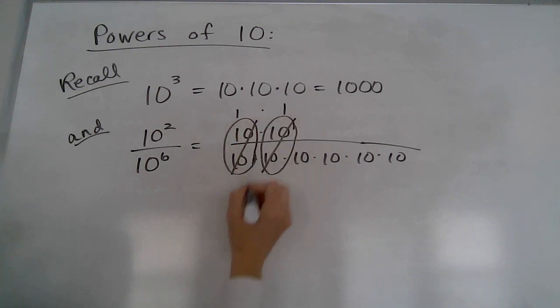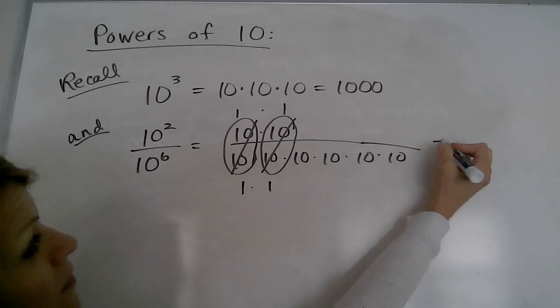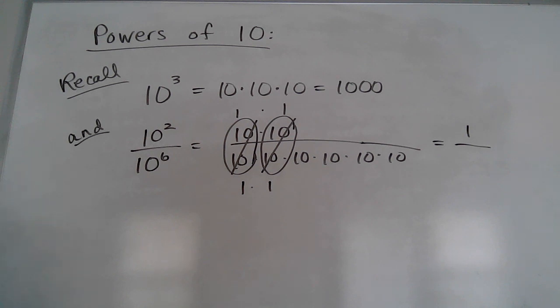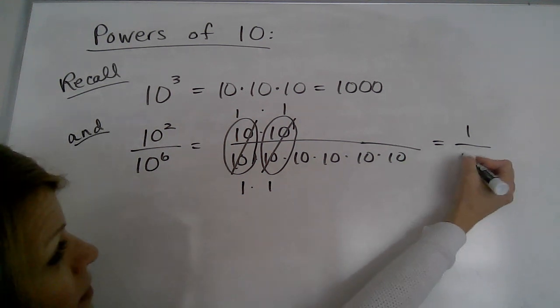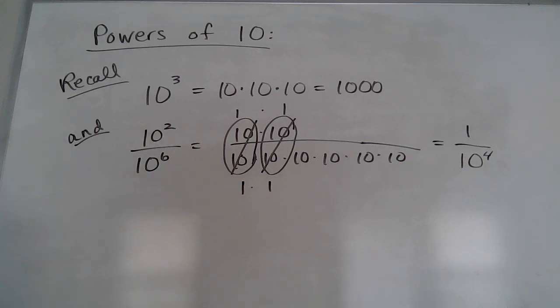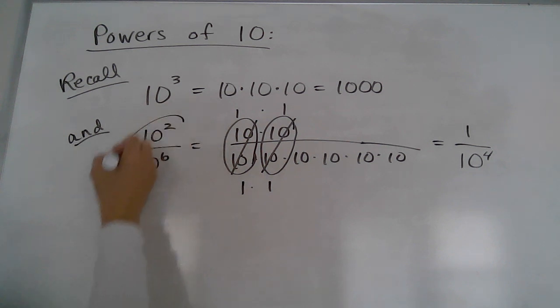So in our numerator, we are left with no 10s. We have 1 times 1 because these two sets of 10 over 10 both simplified down to 1, and 1 times 1 is 1. So in our numerator, we have a 1, not a 0. Those 10s did not go away, they just simplified down to 1s. In the denominator, we have 10 times itself 4 times, so we could write our result as 1 over 10 to the fourth. Now, you might remember there is a shortcut.